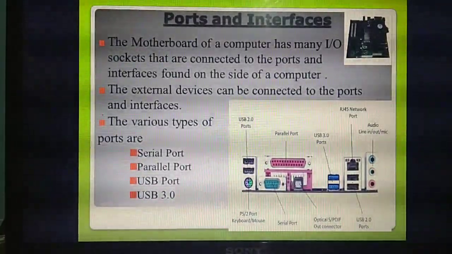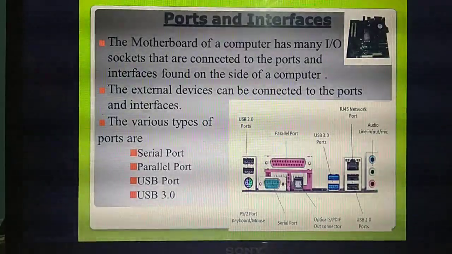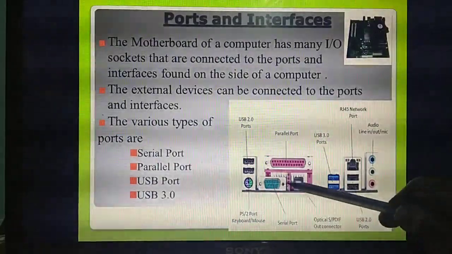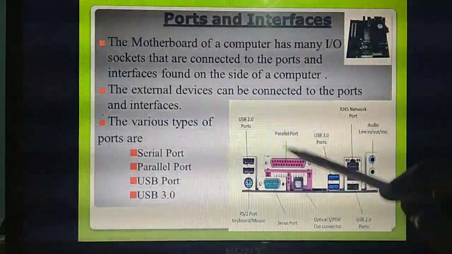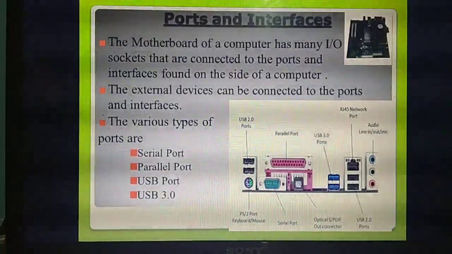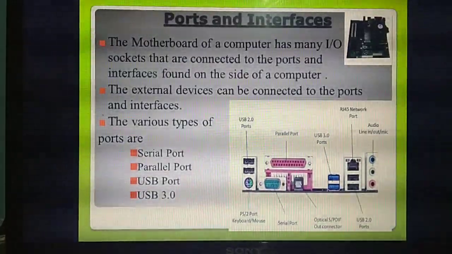Understand what the use of the parallel port is? The parallel port is used to connect printers. Understand? But the serial port is used to connect what? Computers. Understand? Yes.